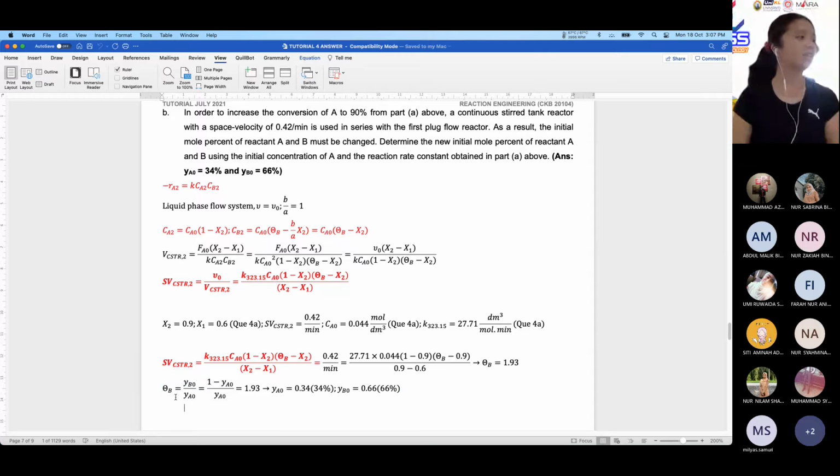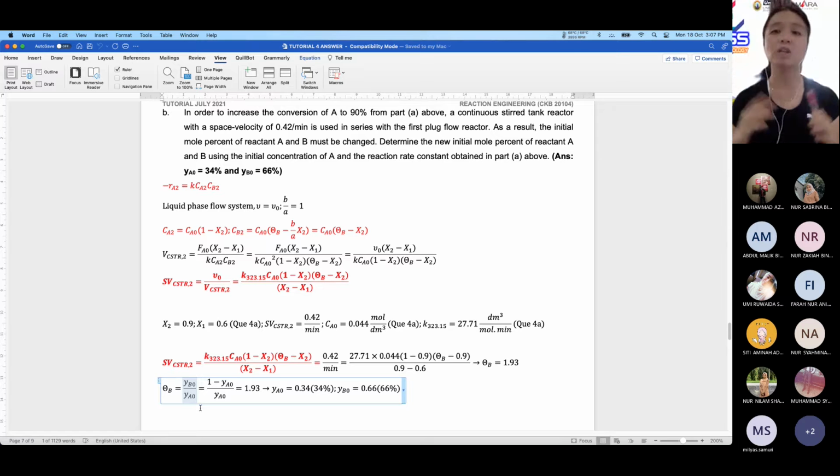Sebab kamu kena tengok, kita nak cari, kalau kamu tak faham okay. Kita nak cari YB0 dan YA0. Tapi ingat saya kata kalau satu equation, satu je unknown yang kita boleh solve. Tapi dalam equation ni ada dua unknown. So macam nak buat? So kita tahu perkaitan antara YB0 dengan YA0 sebab kita tahu YB0 plus YA0 equals to 1. So YB0 tu saya tulis dalam bentuk 1 minus YA0 bawah YA0. So sekarang kamu tengok satu equation, satu unknown.